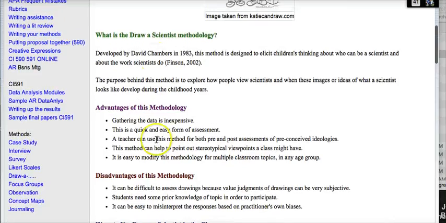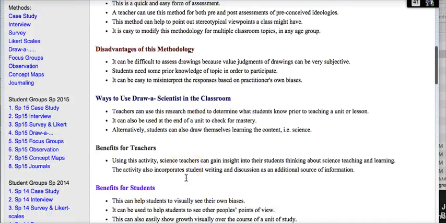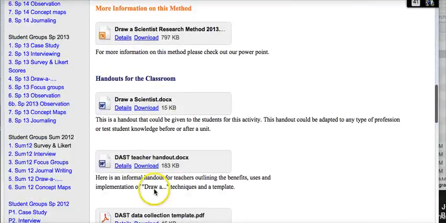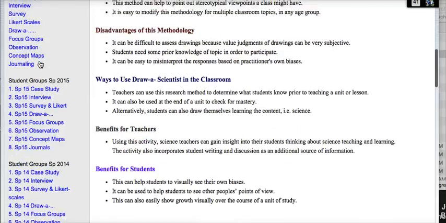They're basically set up the same way, all of them. What is it? What are the advantages? What are the disadvantages? How do you use it? And then how do you use it as a research method? And then the students have given you articles and handouts on that. So I hope you understand that that's a really tremendous resource.